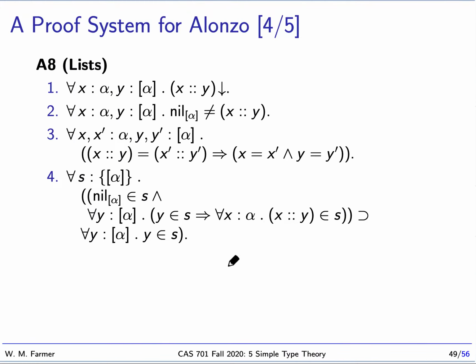Now the axioms for a list are very similar to the axioms we have for the natural numbers. The list construction operation is always defined. Nil is never equal to a list construction. The list construction operation is injective, and this is the induction principle for lists.